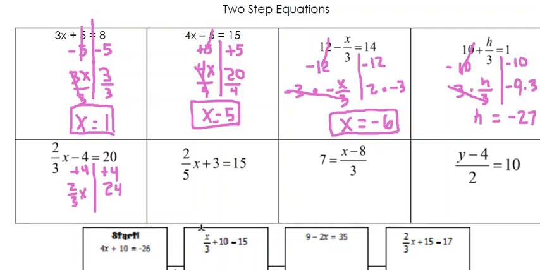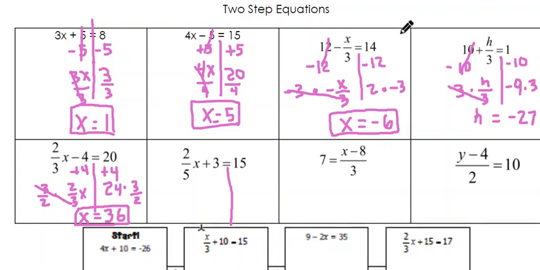So I have a fraction in front of my variable. To get rid of a fraction, I have to times it by the reciprocal. So I flip the fraction. And that's how I get rid of it and just leave me with x. And I gotta do the same thing to the other side. 24 times 3 is 72. 72 divided by 2 gives me 36. So x equals 36.